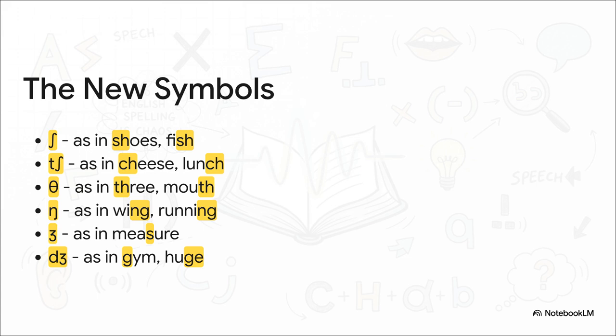Okay, this next one, ing, is the ing sound at the end of words like wing or running. This one, zh, is a bit rarer. You hear it right in the middle of a word, like measure. And finally, j. This is the sound J makes in jam or the G makes in gym.